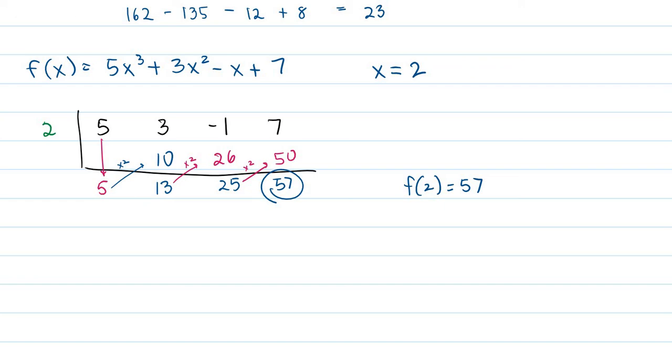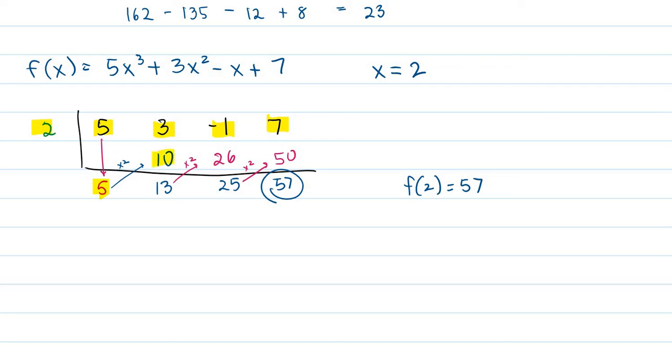We laid out all of the coefficients. So there's the 5, the 3, the negative 1, and the 7. And the 2 was the value that we were trying to evaluate. So recall, we'll drop down that first value of 5, and then we multiply it. Since it's outside of the box, we multiply it by 2, and we get 10.